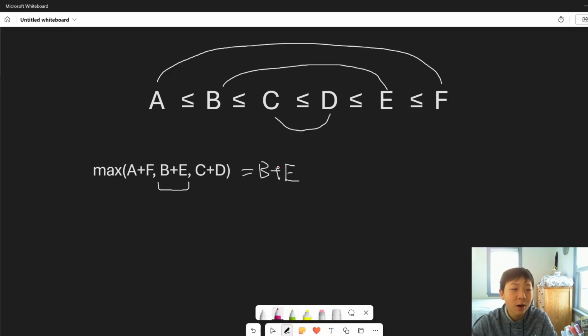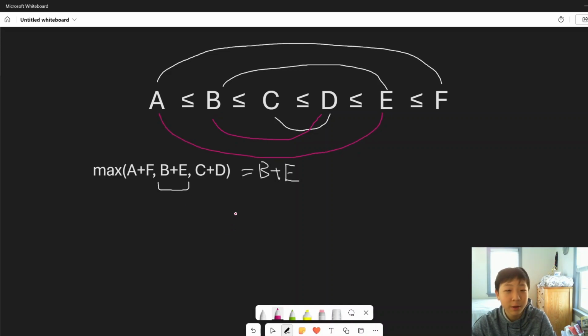Now, let's just try to make another order that can make the maximum of the pairs smaller than B plus E. So for B, let's pair it with D because D is smaller than E, and so B plus D is going to be smaller than B plus E. Okay, which one are we going to pair E to? Well, we can't pair E with C because C is bigger than B, and if we paired E with C, then E plus C is going to be bigger than E plus B. So let's just pair it with A.